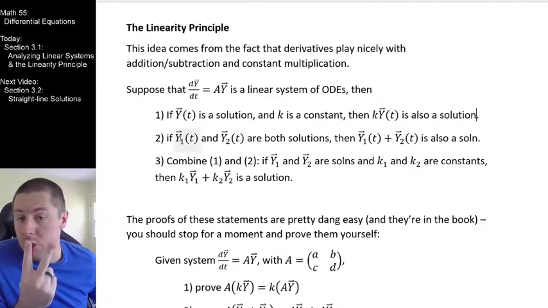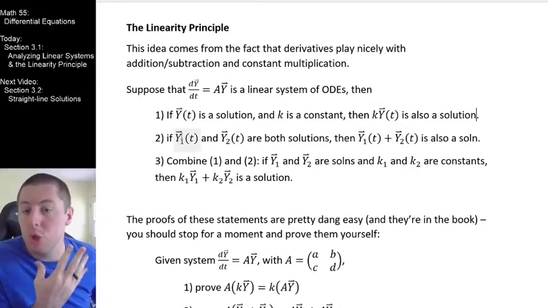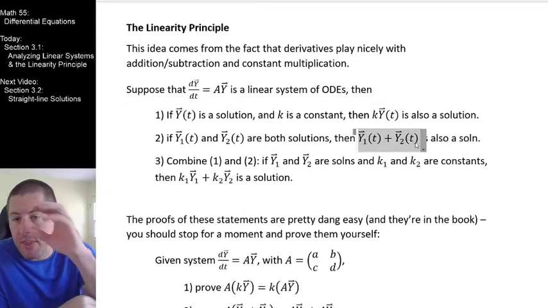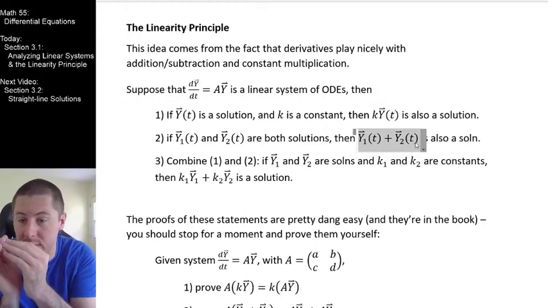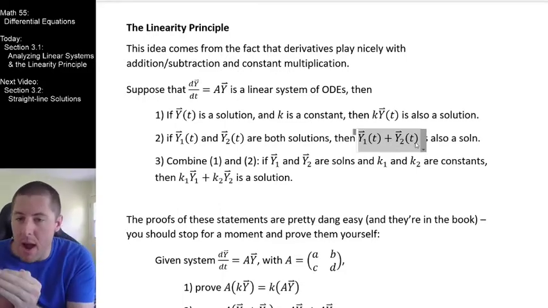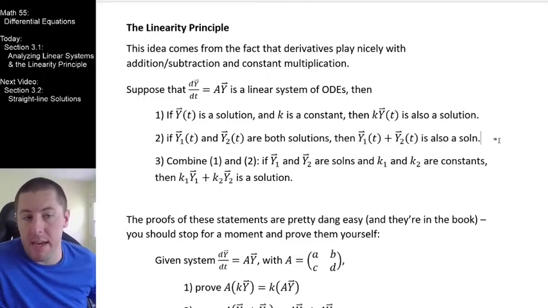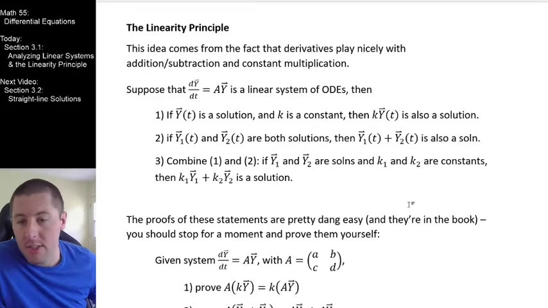This says if you can find two solutions, y1 and y2, two different curves in our solution space, then you can add together those two sets of equations: add x1 of t to x2 of t, add y1 of t to y2 of t, and that vector collectively will also be itself a solution. Therefore, combining 1 and 2, if we can find two solutions, y1 and y2, and any two constants, k1 and k2, then all linear combinations of y1 and y2 are also solutions.